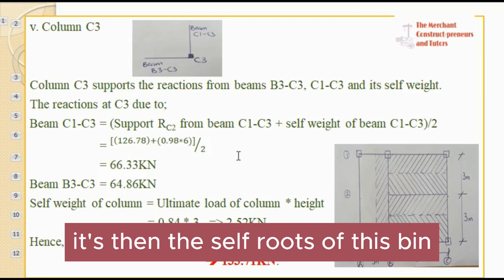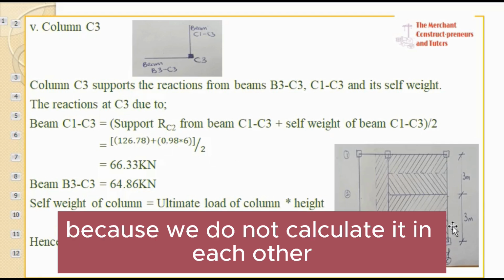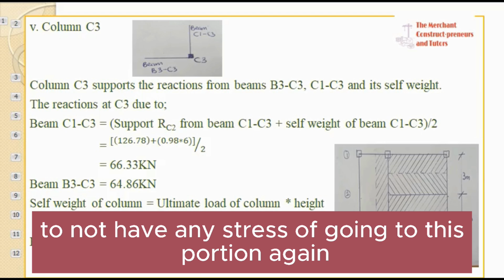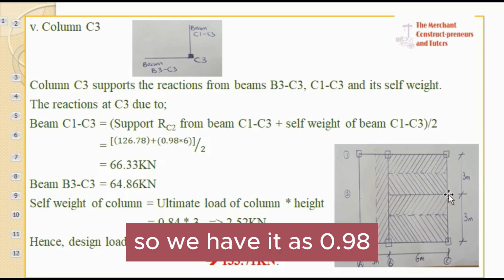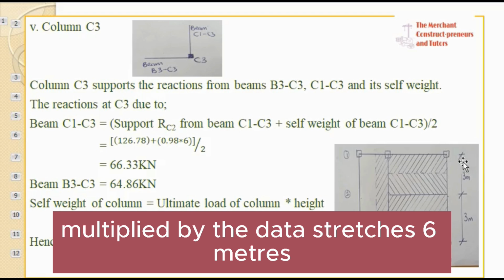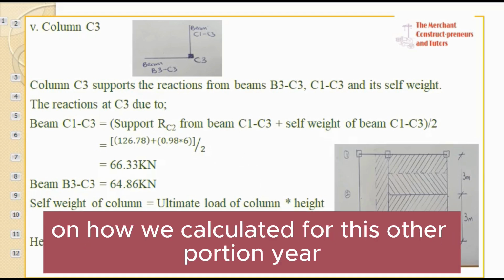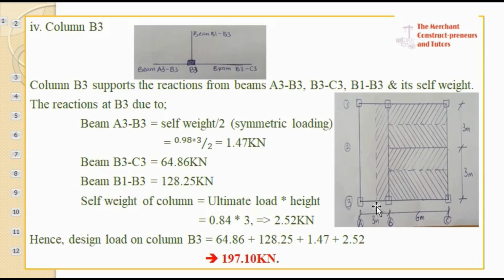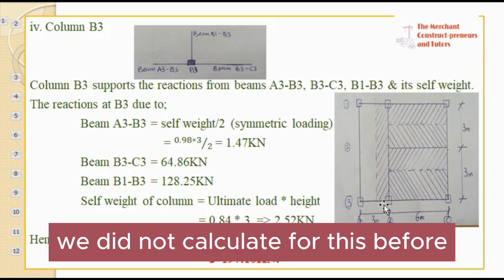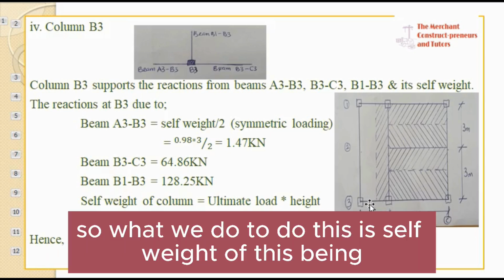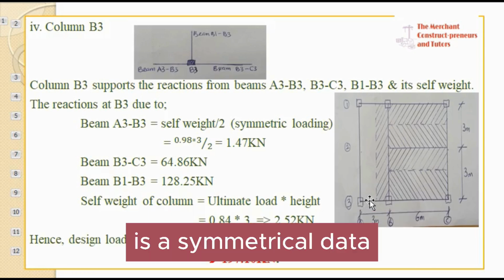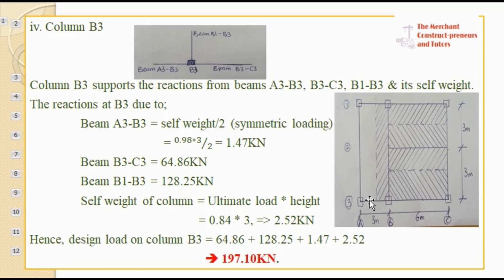Then the self weight of this beam, because we did not calculate it initially, we will not have any stress of going through this portion again. So we have it as 0.98 multiplied by the total stretch, which is 6 meters, 3 plus 3 is 6 meters. Then all divided by 2, like how we calculated for this other portion here. What we did is the self weight of this beam is symmetrically loaded, divided by 2. There is no external load acting on this. So we continue.